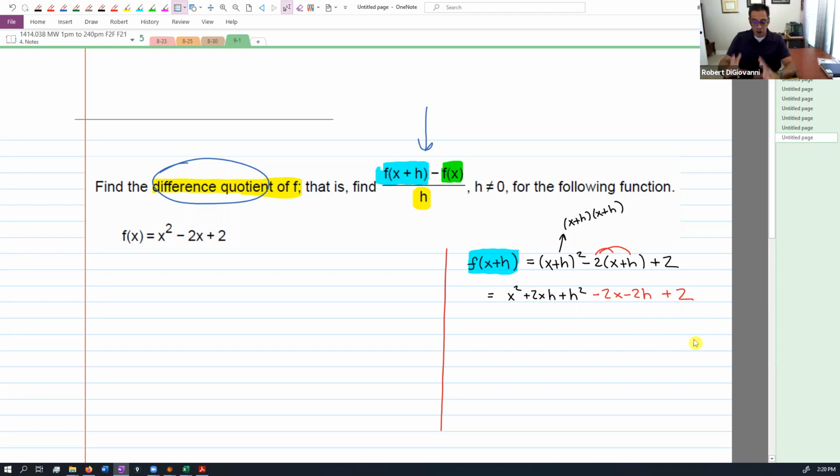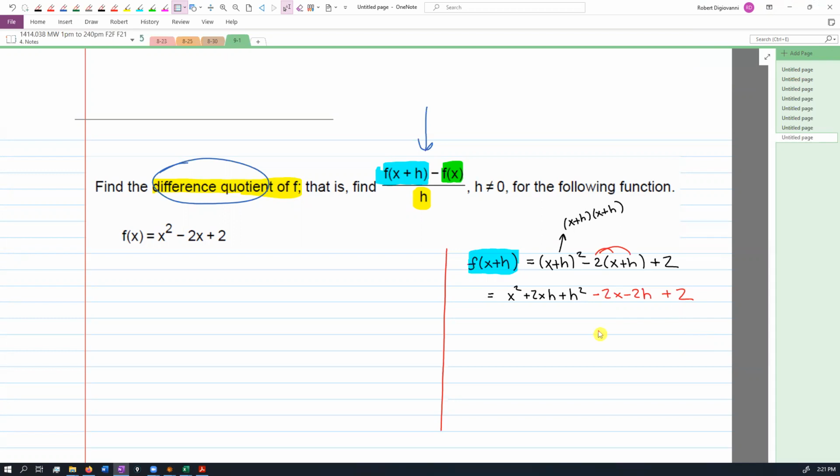Now that is just the top left corner of the difference quotient, right? That's just the part in blue. Are there any questions on that? Can we combine any of these things together? Are there any like terms? Can we put anything together or no? No, right? There's no like terms. So that is the top left corner.